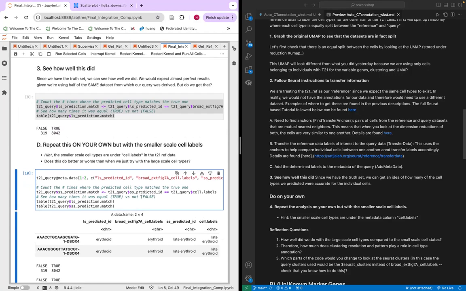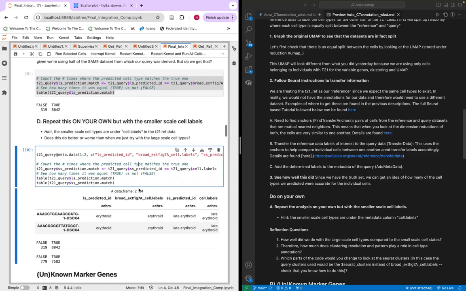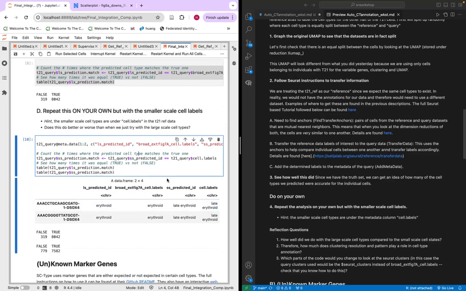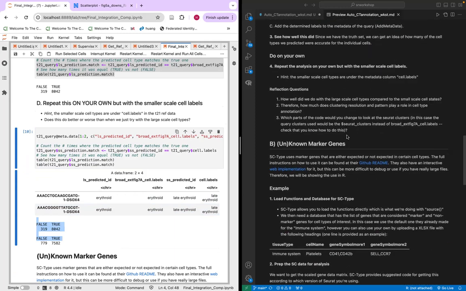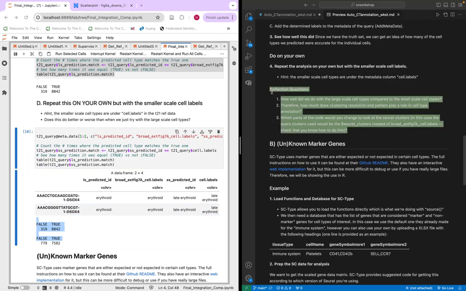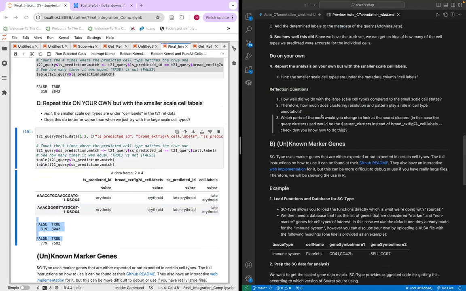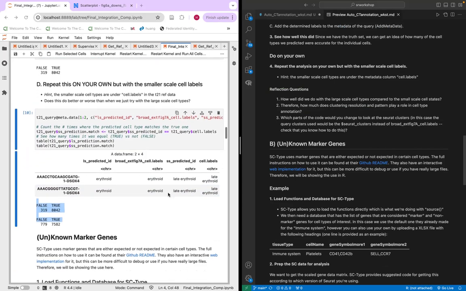And I've already done it for you below in the code, you just can't see it. When I see how well it did, I can see very similar results, where this is the smaller scale predicted ID and then the cell labels, and we can see that those did pretty well. We can compare how well the smaller scale cell states and the larger scale ones did. And then I have some reflection questions for you, where if you're able to answer them, you should have a pretty confident understanding of what's going on.